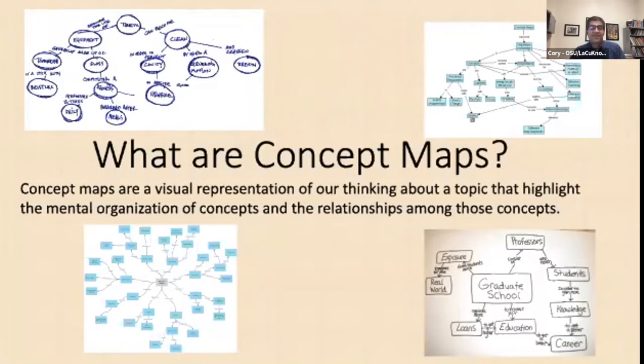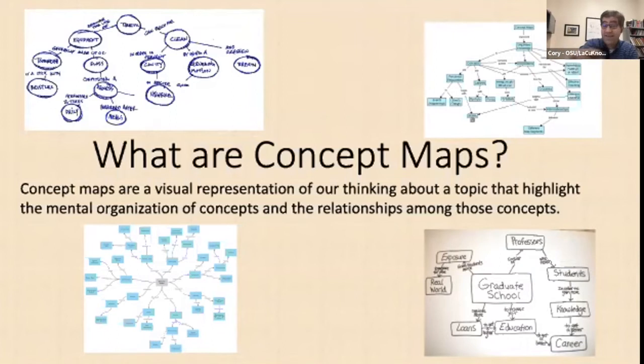But overall, what concept maps are, they're visual representations. So they're multimodal in that regard. They're visual, but they also include words and potentially diagrams and pictures too. But they're a visual representation of our thinking about a topic, and they highlight how we have organized our understanding of that topic, our mental model of that topic in some way. So it's trying to put on paper our understanding of a topic and the concepts and how they connect. And that's what a concept map is.